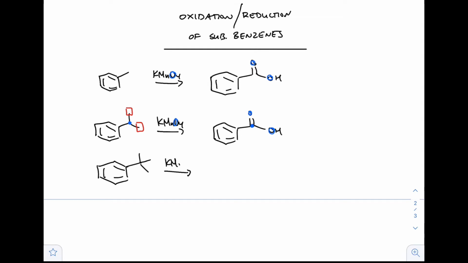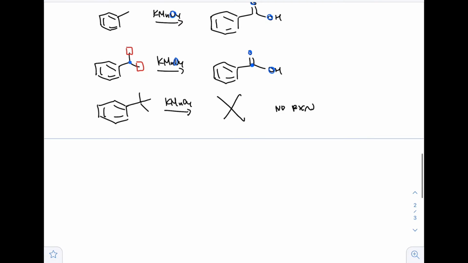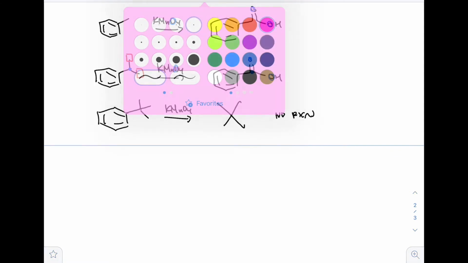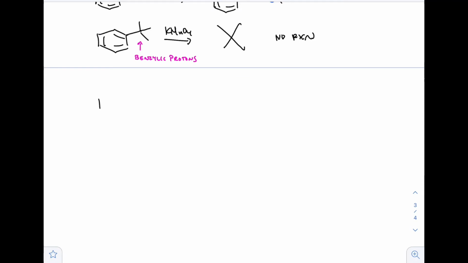Okay, what about this chicken foot benzene, tert-butylbenzene? Actually, this reaction does not proceed, and you do not get anything. You'll just get tert-butylbenzene back after that. And the reason why this is the case is, take a look at the first two starting materials. What's the difference between each of those and the tert-butylbenzene? Well, if we draw out the hydrogens, you can see that the toluene has three hydrogens on the benzylic carbon, and isopropyl has one. Benzylic protons don't exist on the tert-butylbenzene. So that's the reason why this reaction doesn't proceed.